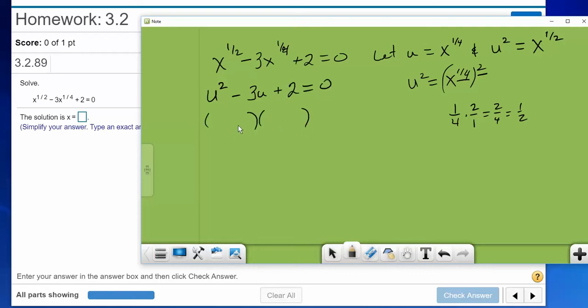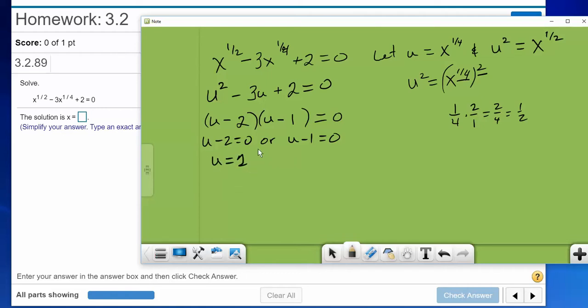Factors of 2, so we check for factoring. Factors of 2 that add to 3, well, that's 2 and 1. Bigger ones negative, signs are the same. Okay, so now we got it factored equal to 0, so we're going to set each factor equal to 0 and solve using the zero product principle. So you add 2 to both sides.